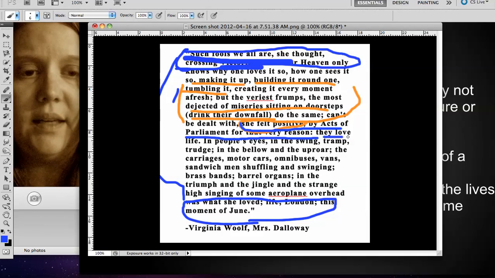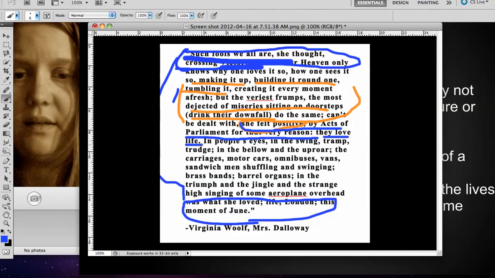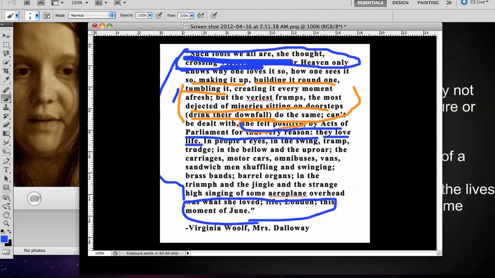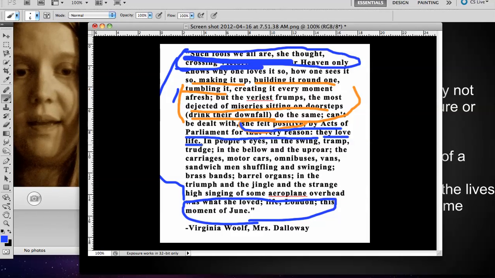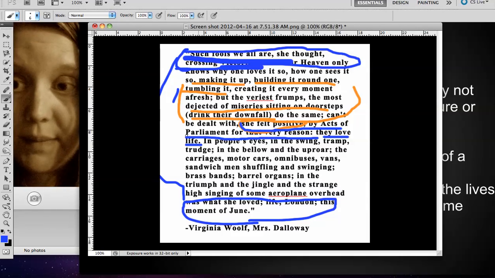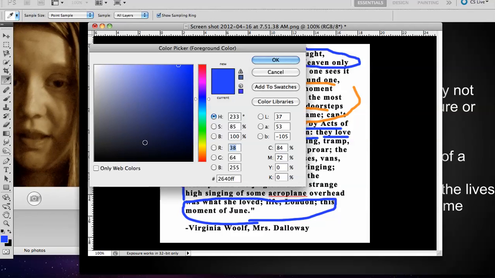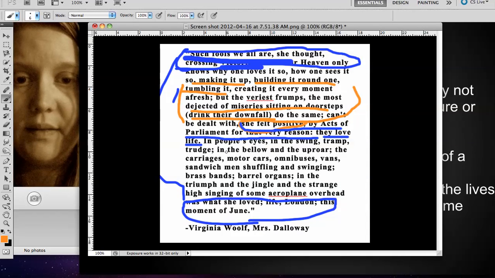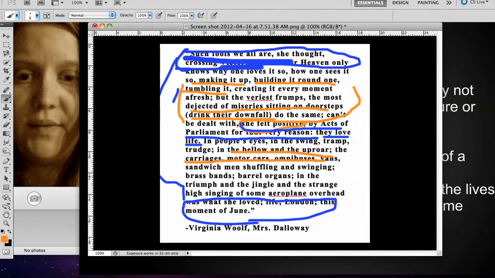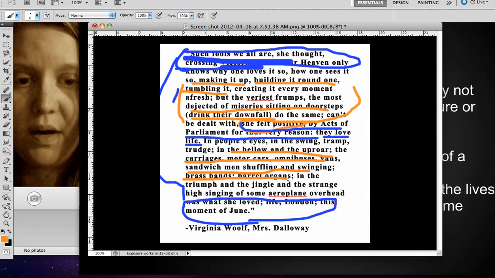and then again, kind of that disconnected idea of people loving life. So, in people's eyes, in the swing, tramp, trudge, in the bellow, the uproar, again, this is going back to her stimulus, what she is seeing. Alright, so the bellow, the uproar, the carriages, motor cars, omnibus, vans, sandwichmen, shuffling and swinging, brass bands, barrel organs.